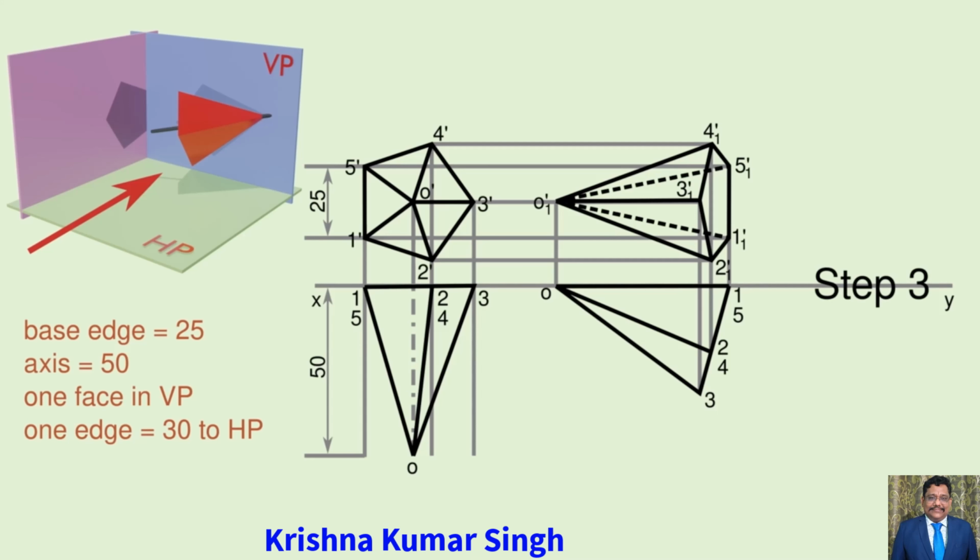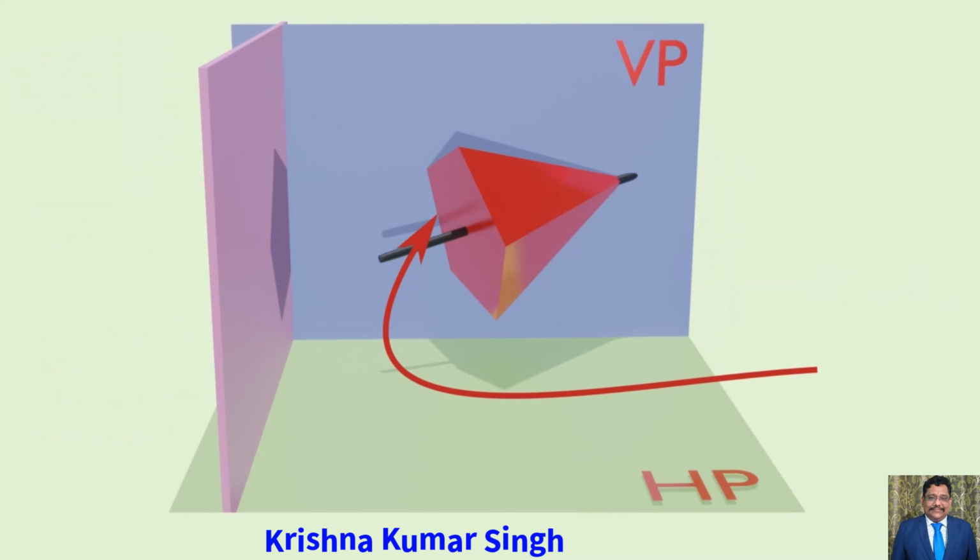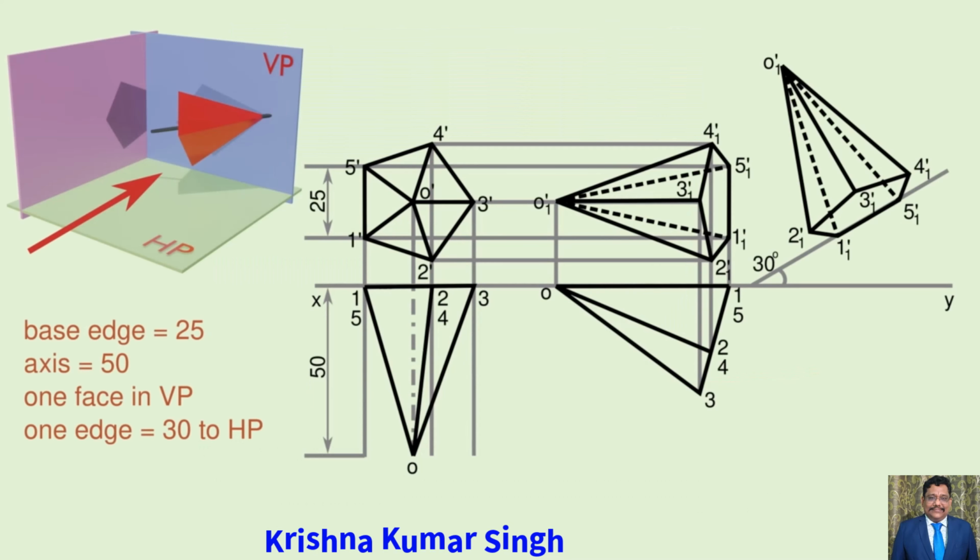Now moving towards step 3, that is the final step. In the problem, it is given that the edge of the face which is lying on the VP is inclined at 30 degrees with the HP. For that, make a 30-degree angle line with reference to XY. Now shift the line 1'5' onto the 30-degree line so that 1'5' will make 30 degrees to XY. Shift the front view of step 2 by using a ruler, scale and compass. Remember, we have only shifted the solid. The measurements of the step 3 front view should be the same as the step 2 front view, so no measurement should get changed.